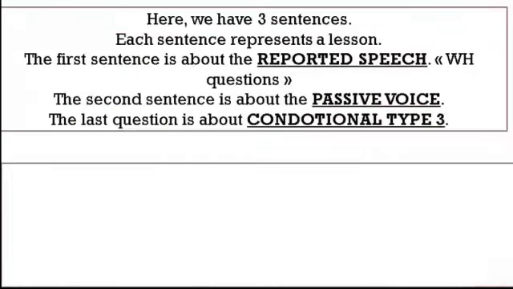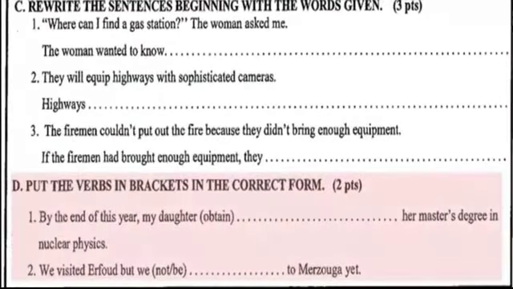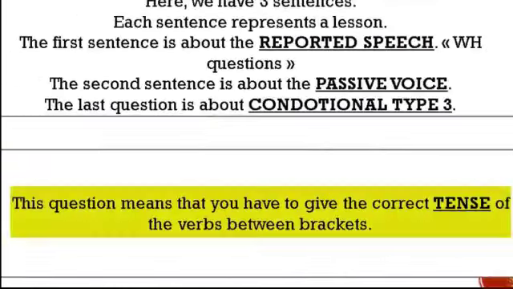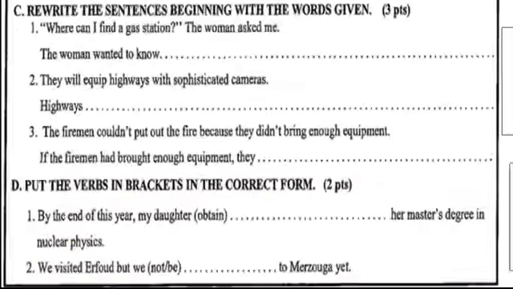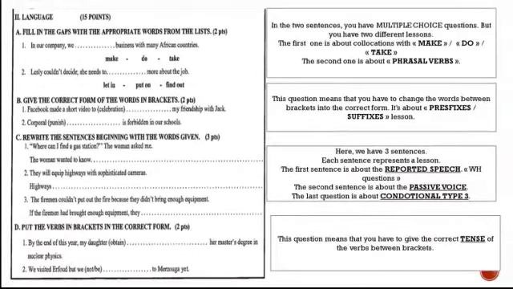Now we're going to move to question D. Let's read the question: put the verbs in brackets in the correct form. Here you have to give the correct tense of the verb, and I think we did so many exercises about that. Now I've finished with A, B, C, and D. Let's go to the next question, which is E.